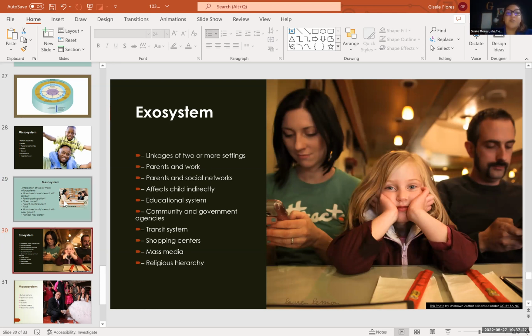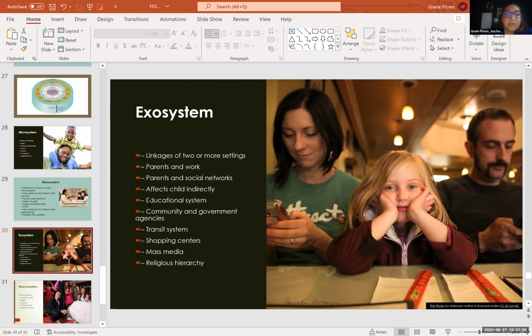The exosystem is a linkage between 2 or more settings, and this affects children indirectly, where the mesosystem directly affects the child. This is something like if a parent is working 16 hours a day, that parent is probably going to be stressed out and tired, which then might affect their relationship with their child, their interactions with their child, their ability to attend school functions, so that parent's experience is going to indirectly affect their child's exosystem.